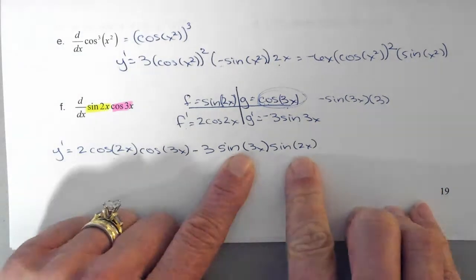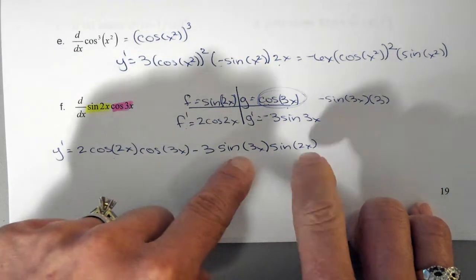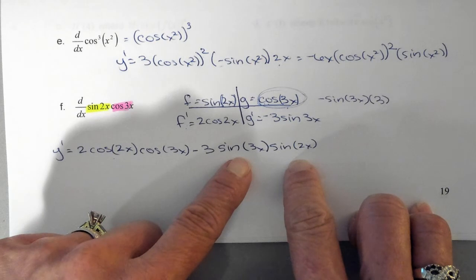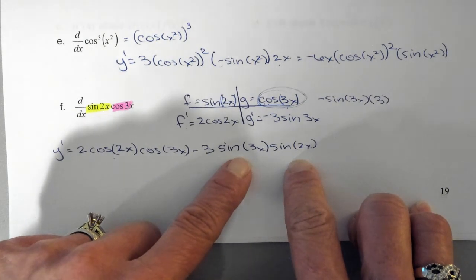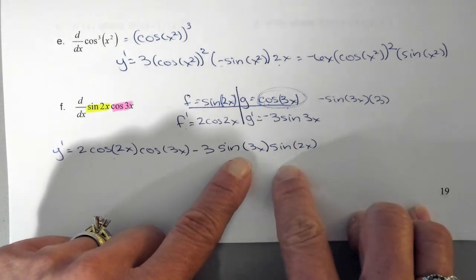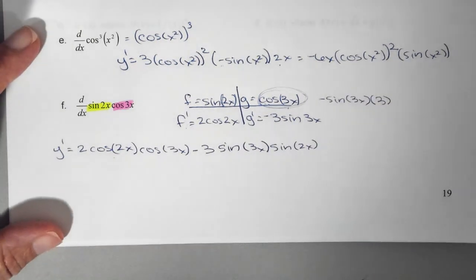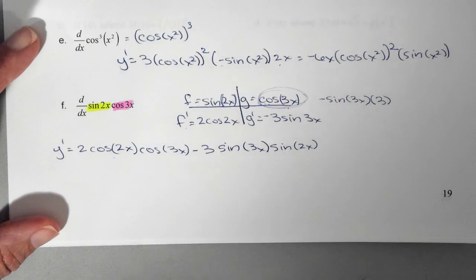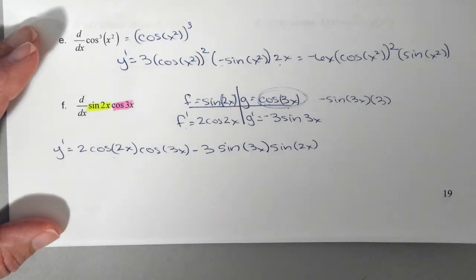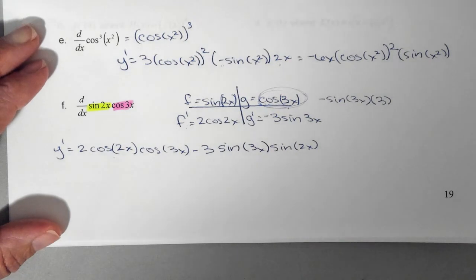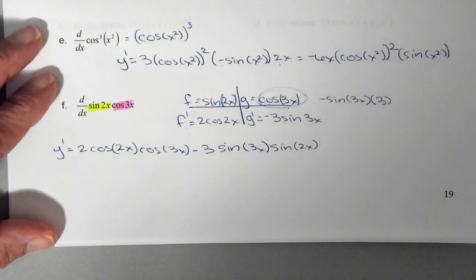Could these two be flip-flopped, meaning sine of 2x first and sine of 3x second? Yes, commutative property of multiplication. So it doesn't matter, as long as they're both there. I cannot simplify this anymore. We're done. That's it. Okay, but you got to take each step pretty carefully, and it does take practice. Okay? Questions? You sure? Okay.